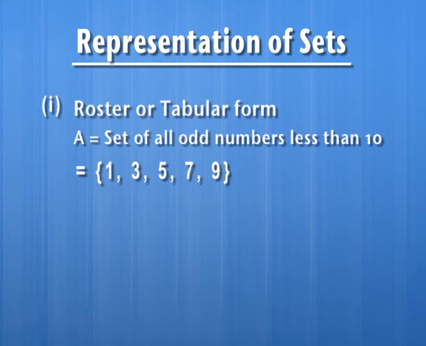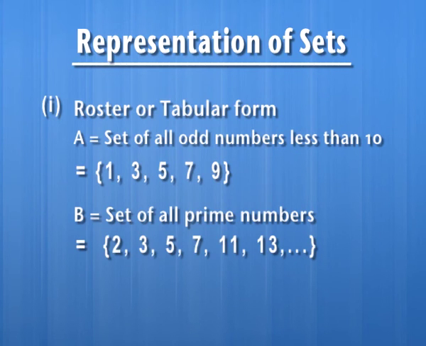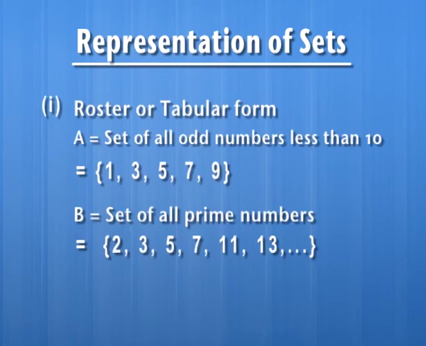Again, let me consider a case of set of all prime numbers. All prime numbers will start from 2, then 3, 5, 7, 11 and so on. It will go up to infinity. Indefinitely it will go. So, how can we write? We cannot write all the prime numbers. So, we put here the dots and put them between braces.